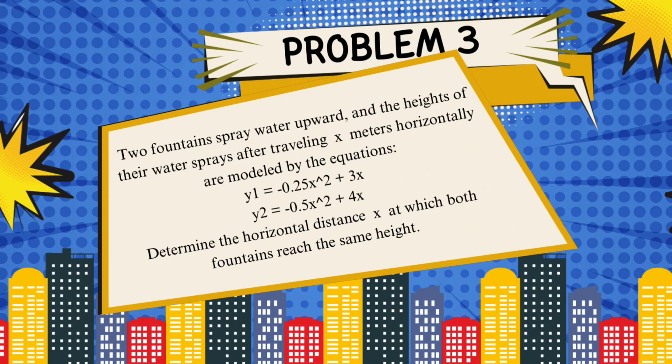For problem 3, the statement given is two fountains spray water upward and the height of their water spray after traveling x meters horizontally are modeled by the equations. So the first equation is y1 equals negative 0.25x squared plus 3x, and then the second equation is y2 equals negative 0.5x squared plus 4x. So the question is to determine the horizontal distance x at which both fountains reach the same height.